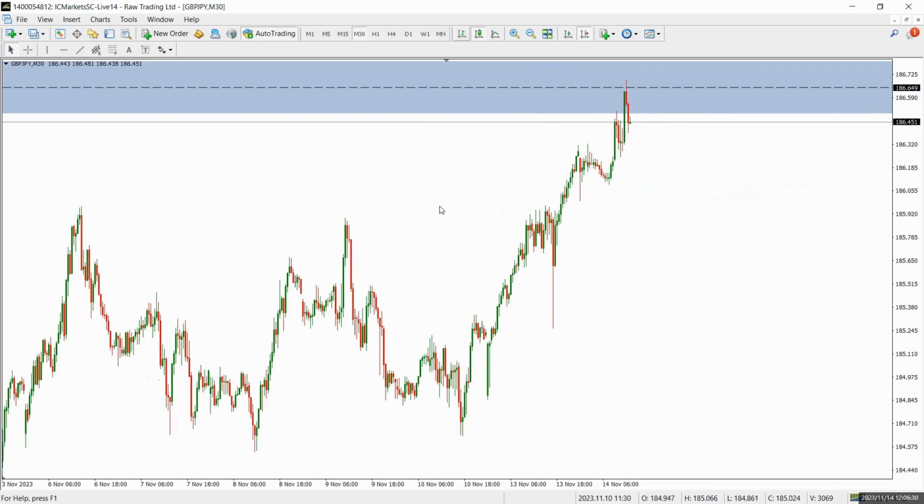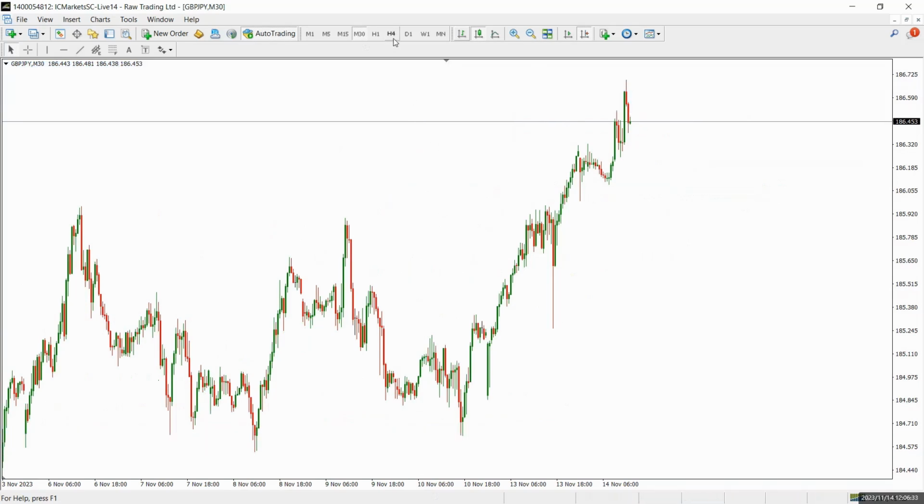So let's go into what we have to do today, which is the chart structure.